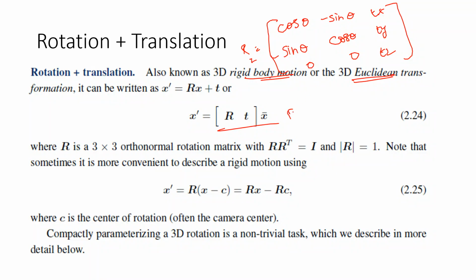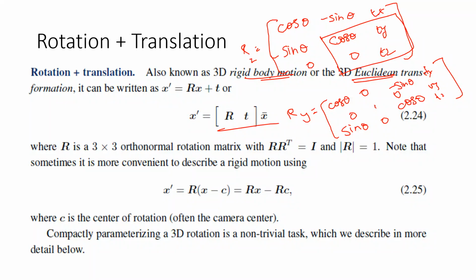Okay. So if you want to perform rotation about y axis, then it will be cos theta, minus sin theta, sin theta and cos theta. Okay, so 0 0 0 0 1, and then tx, ty, tz will be added. So similarly, Rx will have the cos theta, sin theta in the lower dimensions. Okay, so this is about rotation.